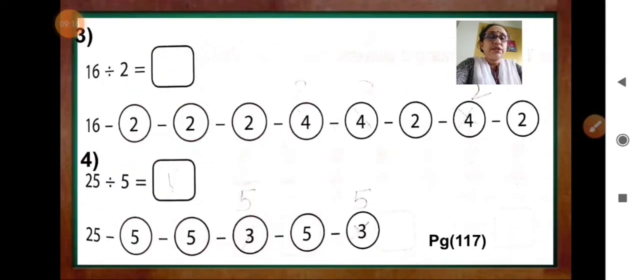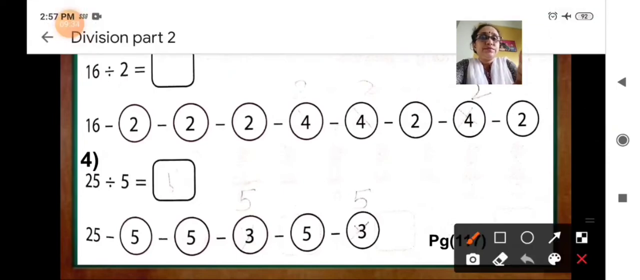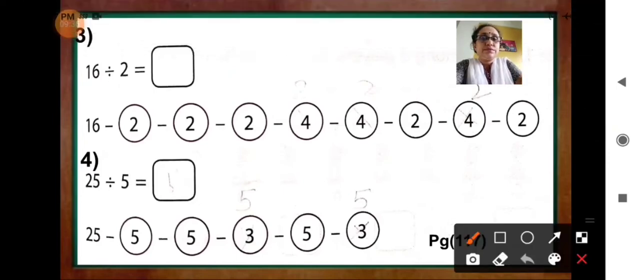Now question 3. 16 divided by 2. So what we will write there? What will be the correct quotient? Say the tables of 2. What I will write? 8. 2 8s are 16.